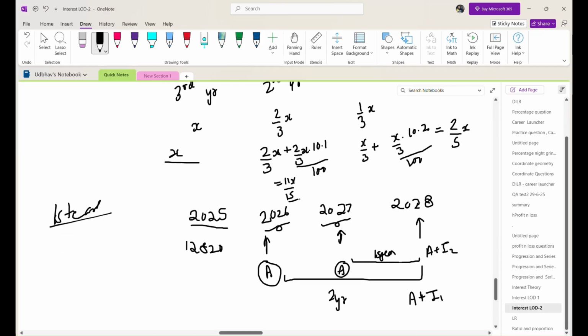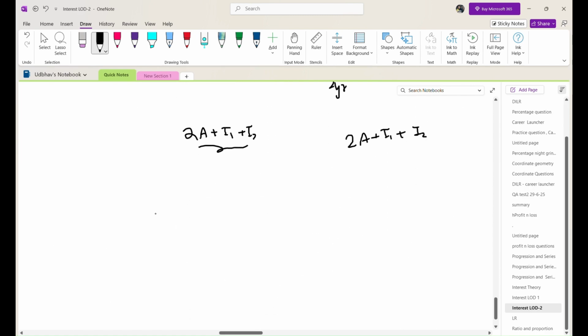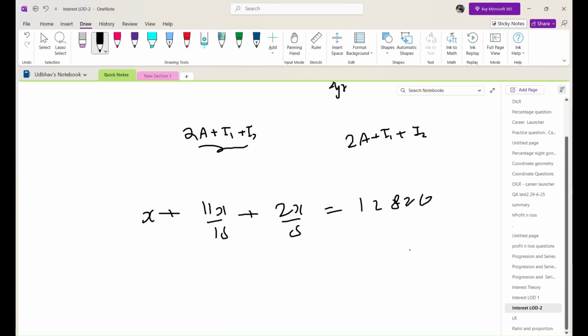So this installment plus this installment plus this installment should be equal to 12820. So x plus 11x upon 15 plus 2x upon 5 equals 12820. So what will it be? x plus 11x upon 15 plus 2x upon 5 equals 12820.